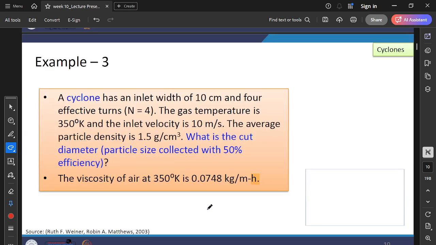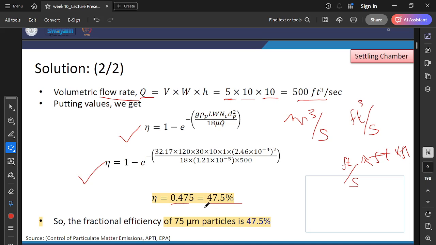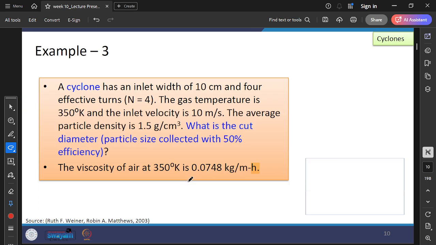So we are now moving into the cyclone. Is there any doubt in the settling chamber? There are only two formulas: to find the diameter of the particle for a given efficiency, I mean 100% efficiency, or they will give the particle diameter and ask you to find the efficiency. Just remember the formula. I don't think sir will give the formula in the exam. If it is given, it's well and good, or else please remember it. You can also derive the formulas easily.